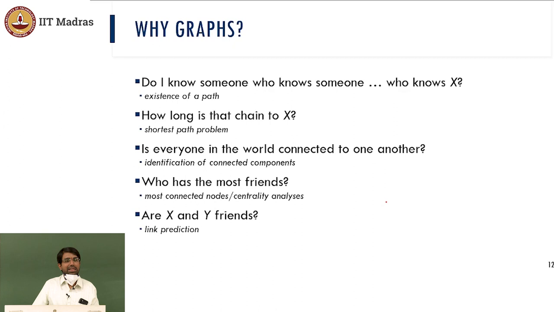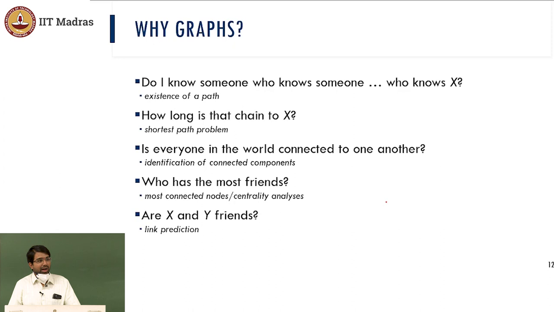You might have heard of it. Vertex cover? Vertex cover problem, right? I just need to find the fewest number of people so that the whole network is captured. Like my video goes, my advertisement goes viral. And our X and Y friends, this is a link prediction problem. Is this person your friend, right? The pop-up you will get on Facebook or something like that.